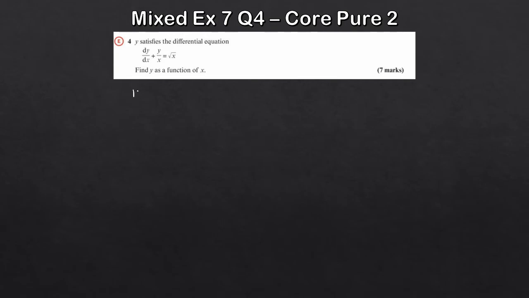So if we work out the integrating factor straight away, so that's e to the integral of, this is y over x, remember that's 1 over x times y, so that'll be 1 over x dx, which would be equal to e to the ln x, which we can just write as x. Okay, so I've got my integrating factor. Now all we need to do is do the integrating factor times y, so x times y is equal to the integral of the integrating factor times by the last term here, which is the root x, so that'll be x to the half dx.